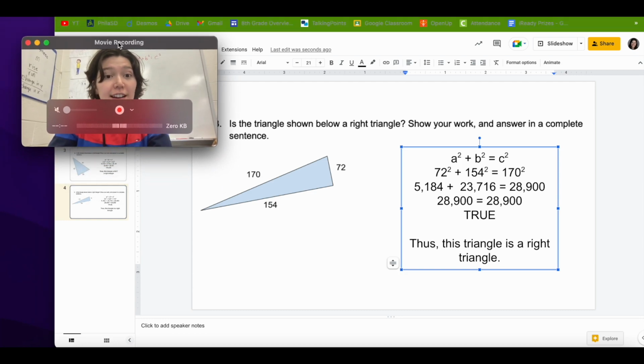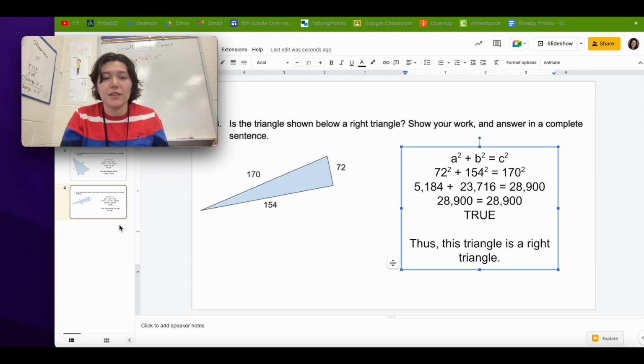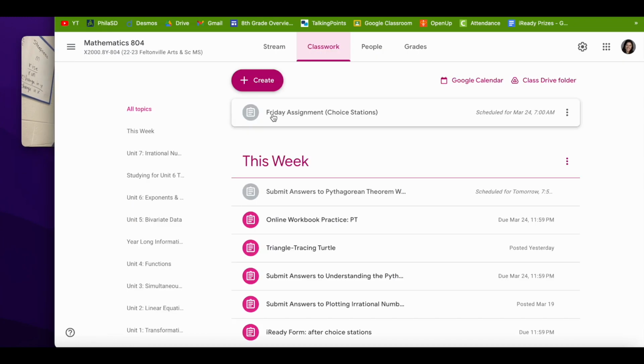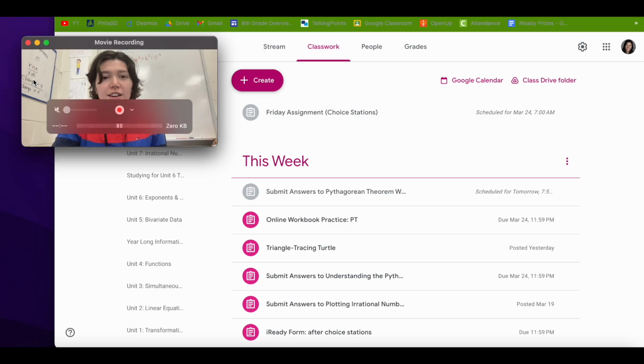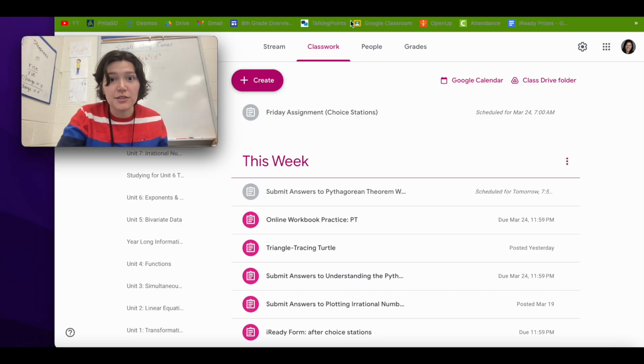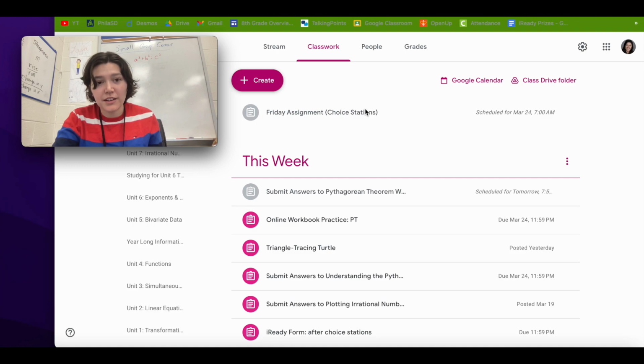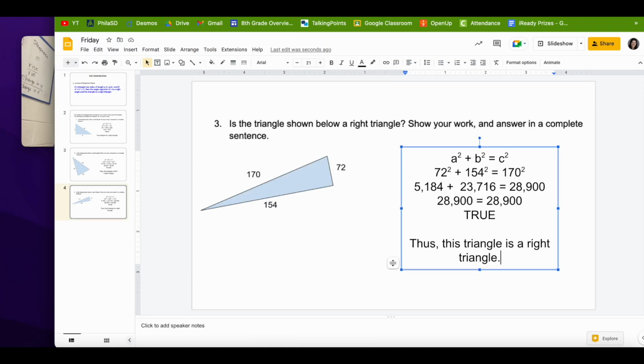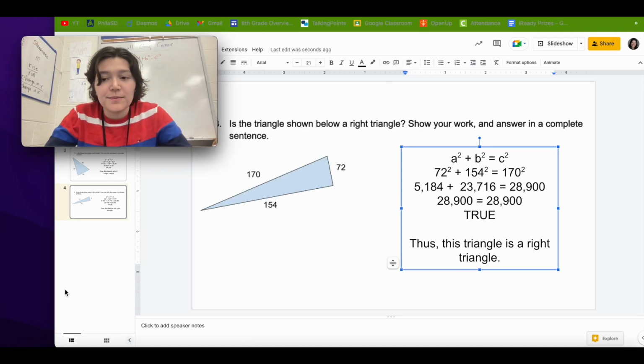Okay, so for now, this was like your first 45 minutes of class. You get a grade for completing this. Thank you for getting here and doing it. And then the second half of class, there is an online workbook activity. It is labeled Friday Assignment Choice Stations, and this one is labeled Friday Assignment Notes. So you're doing the Friday Assignment Choice Stations. It's 6 practice problems where you're just figuring out whether triangles are right triangles or not.